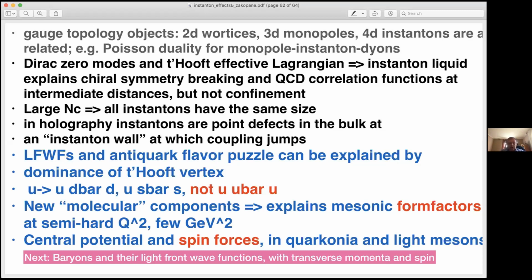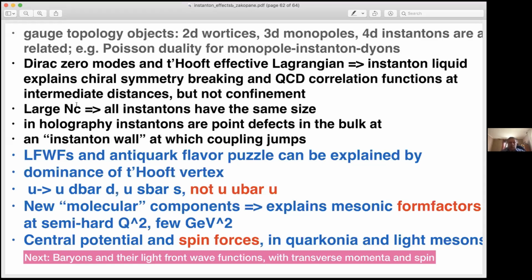Now, there are Dirac zero modes, 't Hooft effective Lagrangian, each instanton generates interaction between quarks. They explain they're strong enough to break chiral symmetry if the density is large enough, which is true in the vacuum. At high temperature or high density, it is not. So the quark-gluon plasma does not have broken chiral symmetry. The QCD correlation functions are calculated, and some of them are in very accurate agreement with experimental data.